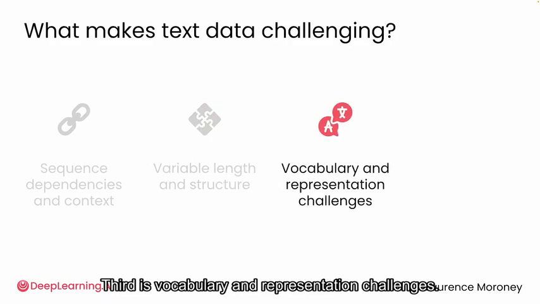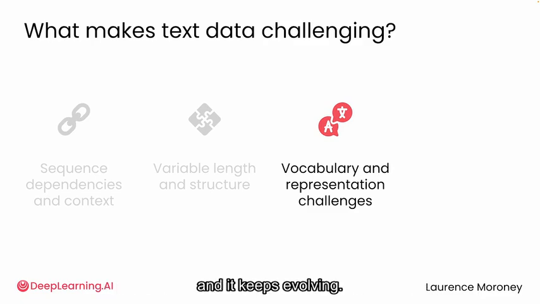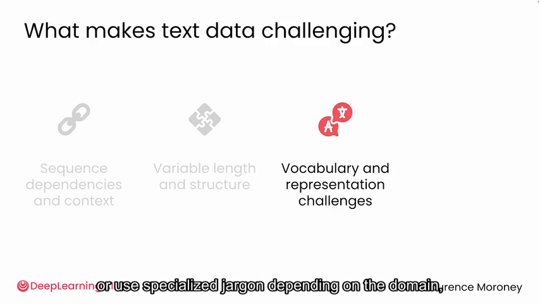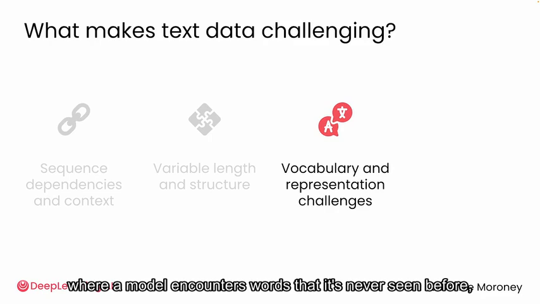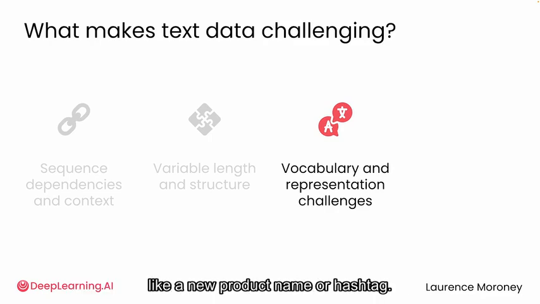Third is vocabulary and representation challenges. All languages have a massive vocabulary, and it keeps evolving. People invent new words, adopt slang, or use specialized jargon depending on the domain, like medical terminology or legal phrasing. This creates the out-of-vocabulary problem, where a model encounters words that it's never seen before, like a new product name or hashtag. Modern approaches like subword tokenization can help reduce this problem, but it's still a core challenge for natural language processing systems.